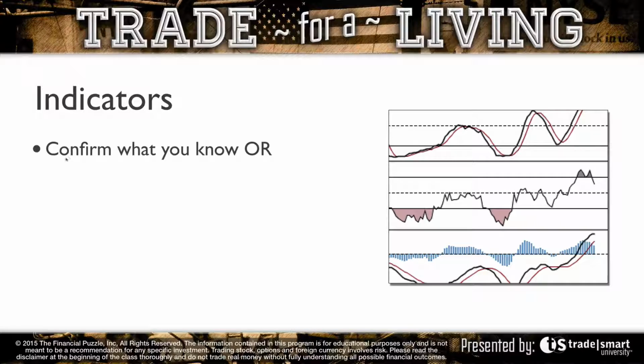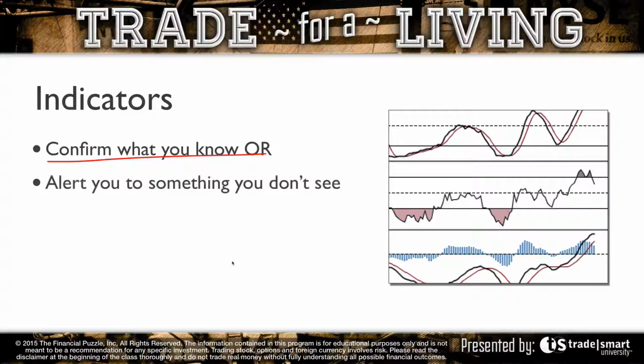We're going to use our indicators. We're going to pull them up and we're going to say, yep, it tells me exactly what I knew. Or the other way is to alert you to something you did not see. Now, this is the most important way that we can use indicators.